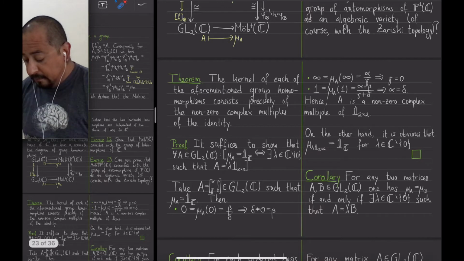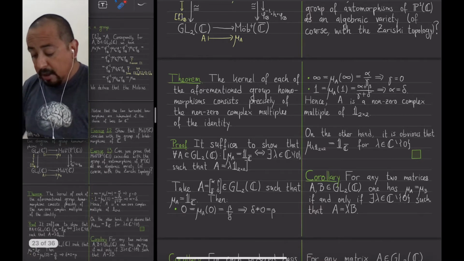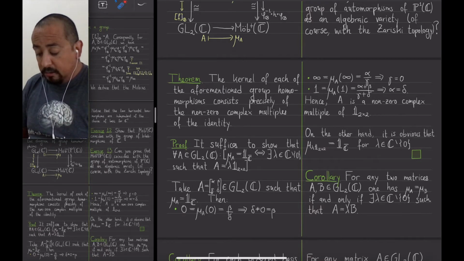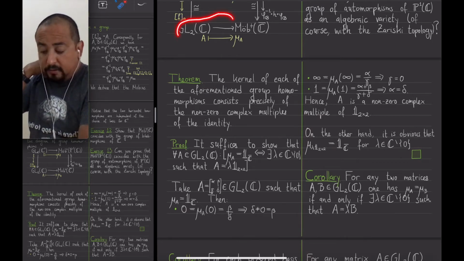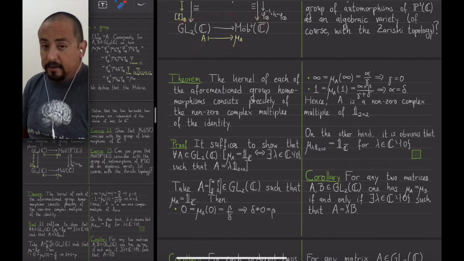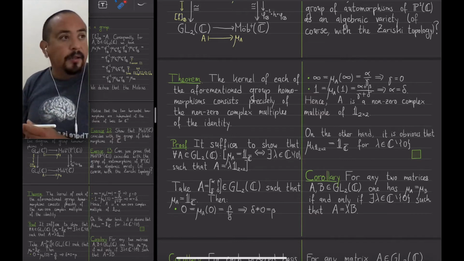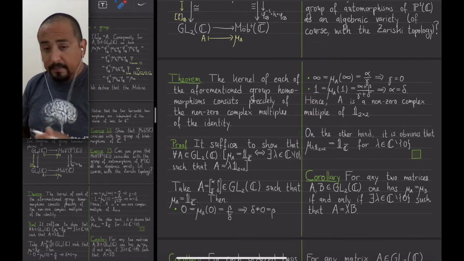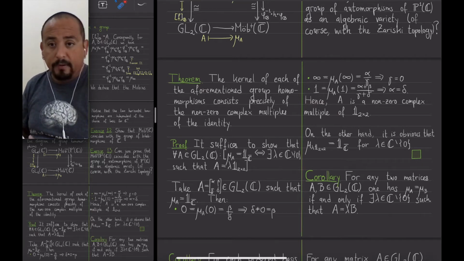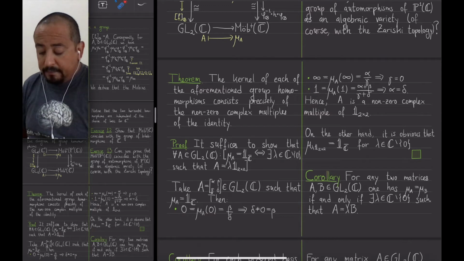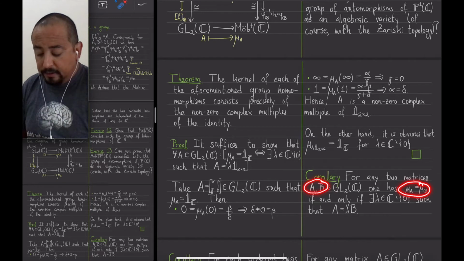Okay, so well, of course, knowing that the kernel of this group homomorphism is the non-zero scalars of the identity, we see then, let's say by the first isomorphism theorem for groups, that two matrices give me the same Möbius transformation if and only if one is a non-zero multiple of the other.